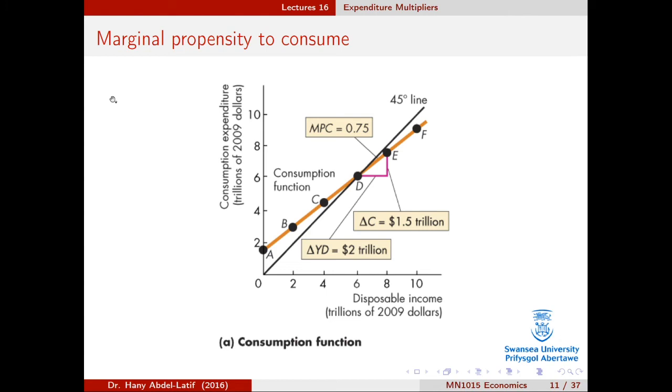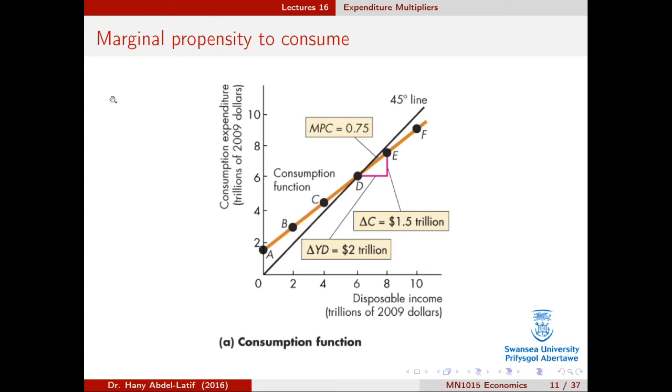So this is the same example we're following, and in this example, you can calculate the slope of this line between any 2 points. And because this is a straight line, the slope will be constant. So it doesn't matter which 2 points.